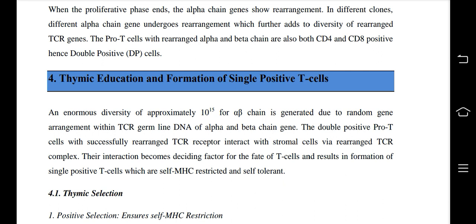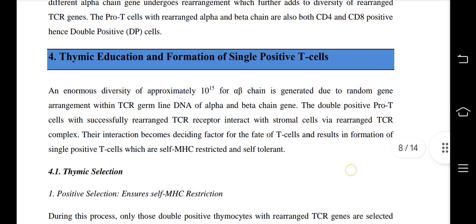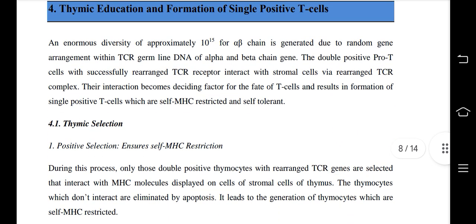The double positive pro-T cells with successfully rearranged TCR receptor interact with stromal cells via the rearranged TCR complex. This interaction becomes a deciding factor for the fate of T cells and results in formation of single positive T cells which are self-MHC restricted and self-tolerant.